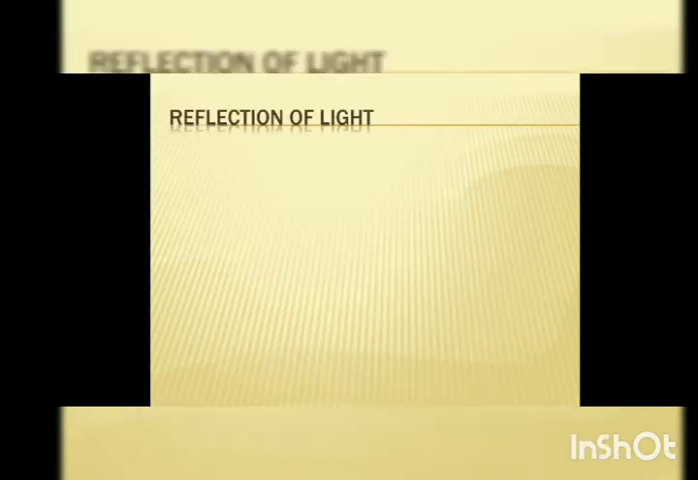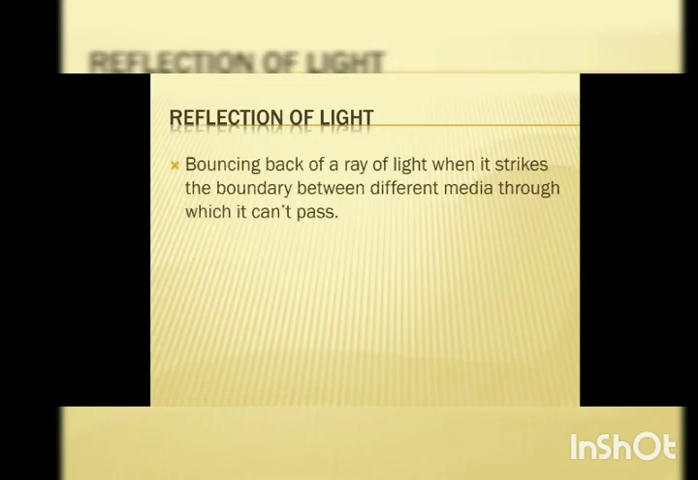Next, let's discuss about reflection of light. A highly polished surface such as mirror reflects most of the light falling on it. And you are already familiar with the laws of reflection of light. So before discussing about the laws of reflection, we can just define reflection of light. So what is reflection of light? It is the bouncing back of a ray of light when it strikes the boundary between different media through which it can't pass.